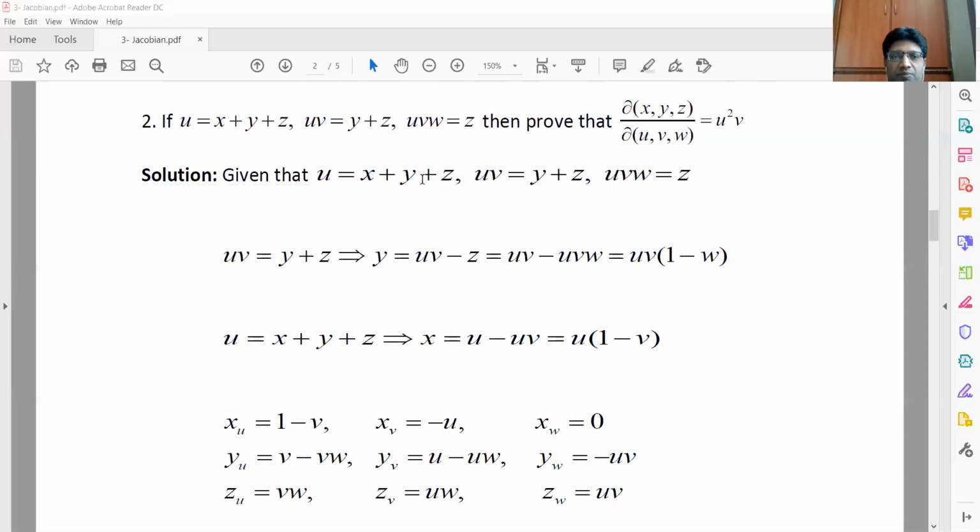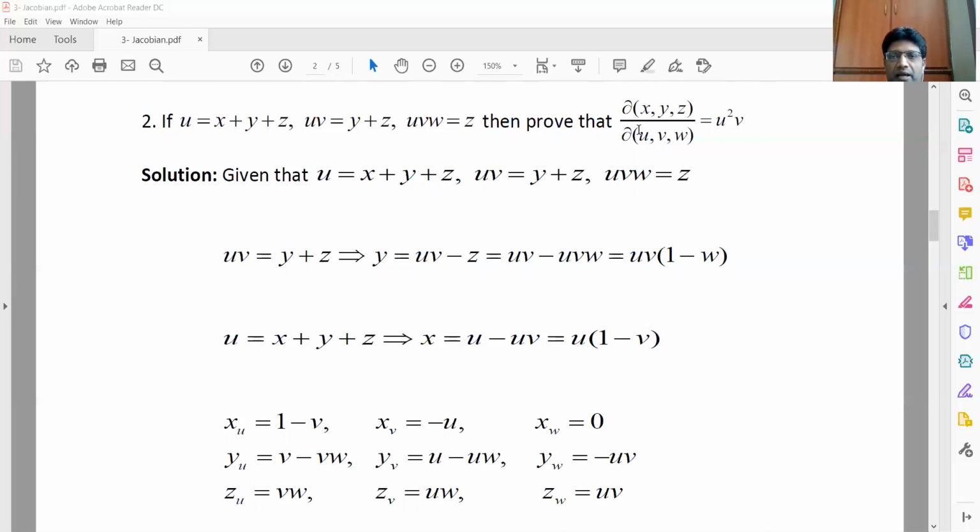Next I will take x plus y plus z is u. From this, what is x? u minus (y plus z). But y plus z is uv. So u is common, which gives 1 minus v. So now the x value is u into (1 minus v). The y value is uv into (1 minus w). z is already directly given.